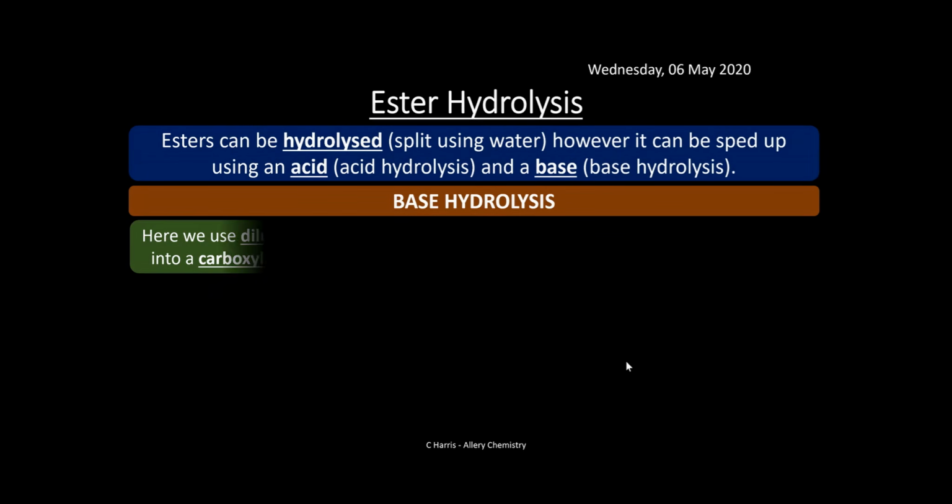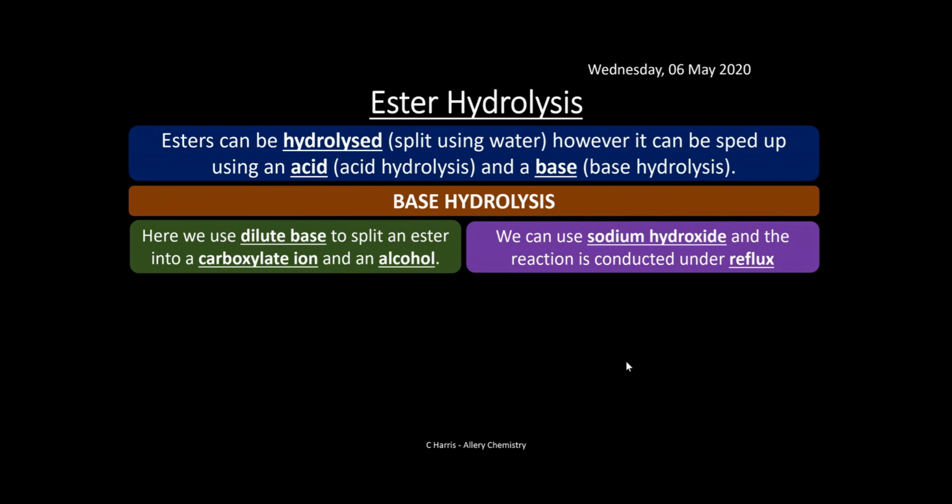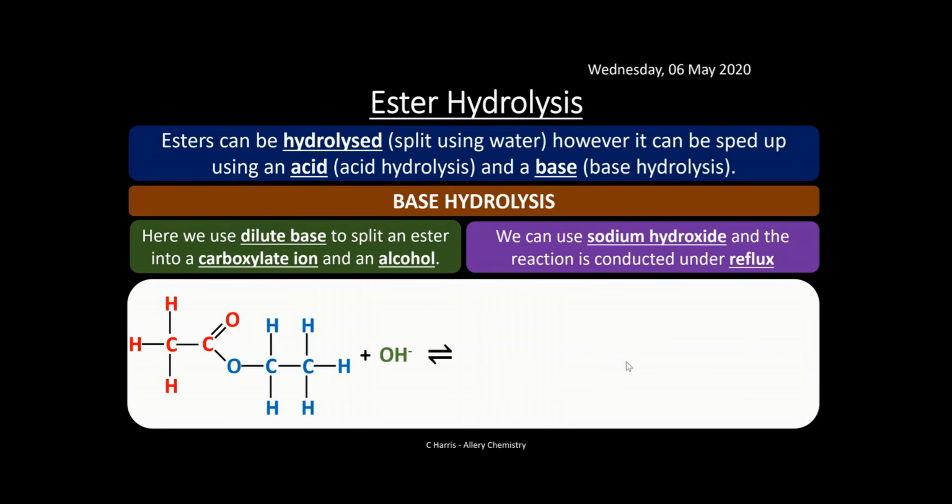Now we're going to look at base hydrolysis. Here, instead of using acid, we use a dilute base to split an ester into a carboxylic acid and alcohol. We're still forming the same products, we're just using a different reagent. The reagent we're using is sodium hydroxide, and again it's conducted under reflux because the reactions are quite volatile. Reflux allows us to heat something without losing some of the reactants or products.